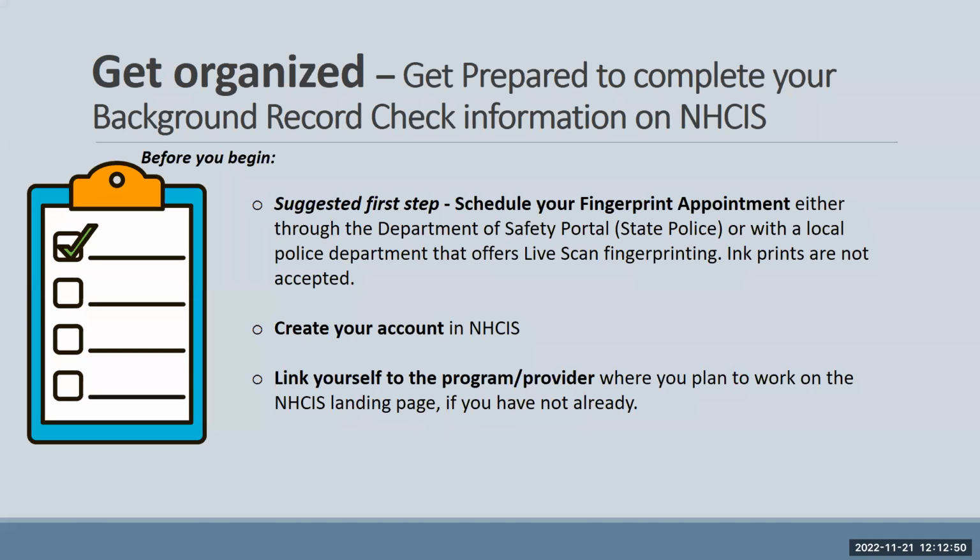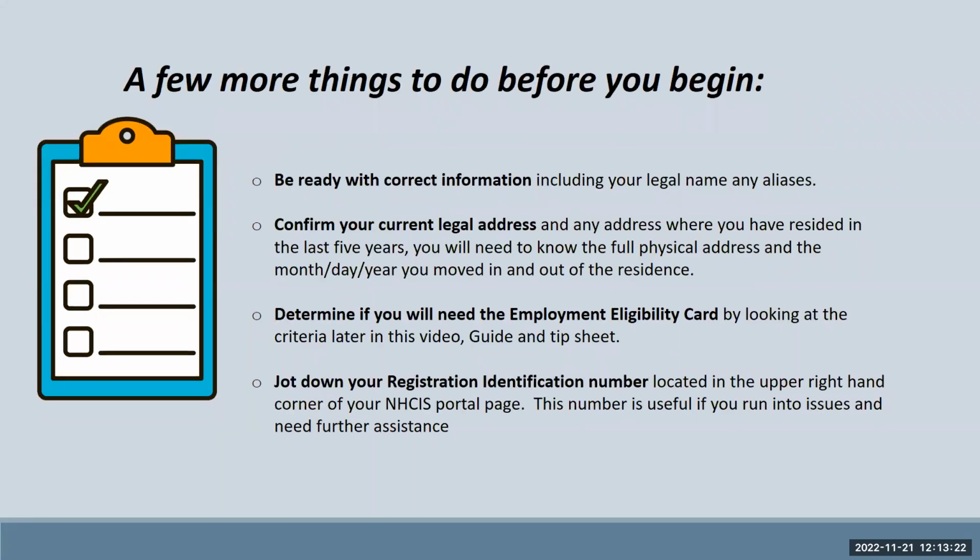Here you'll see a list of the things that we recommend that you do to prepare for your background record check. As we said, we suggest your first step is scheduling that fingerprint appointment, because where you schedule a fingerprint appointment will impact what documents you need to fill out. Be sure to note, ink prints are not accepted. You'll create your account in NHCIS. You'll link yourself to a program or provider. Then you'll be ready with the correct information, like your legal name, any aliases.